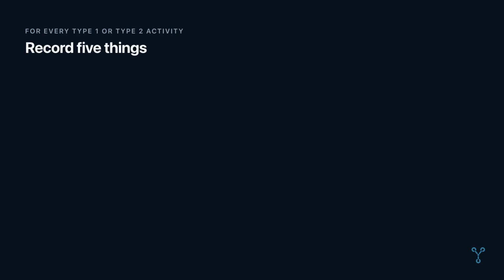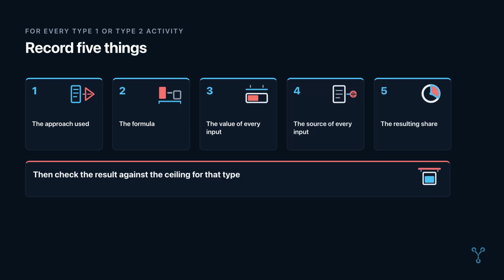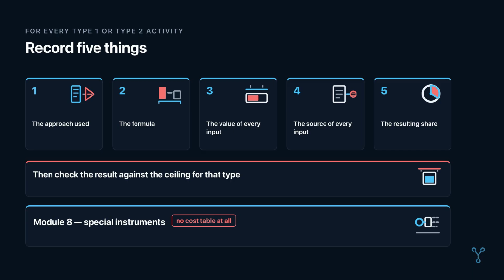For every Type 1 or Type 2 activity, record the approach used, record the formula, record the value of every input, record the source of every input, and record the resulting share of the activity's finance. Then check the result against the ceiling for that type. Module 8 turns to instruments where there is no cost table to work from at all.